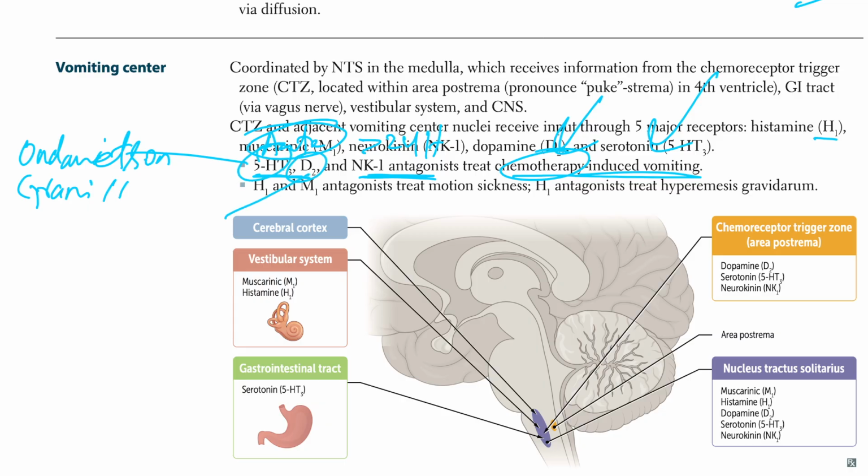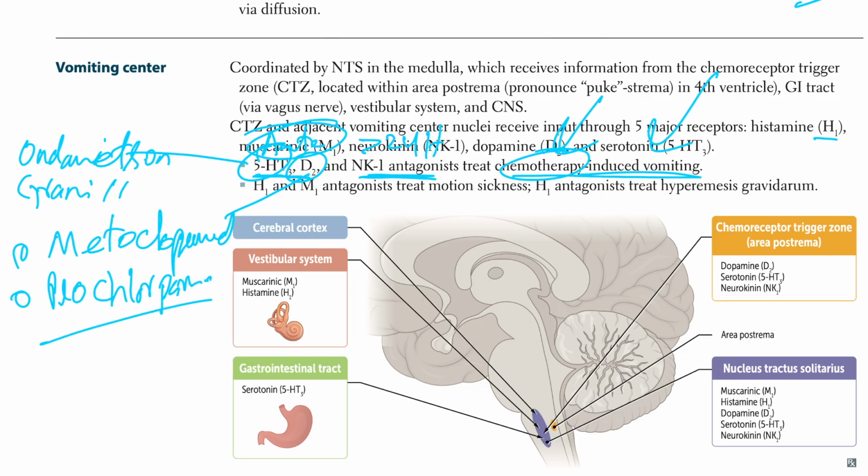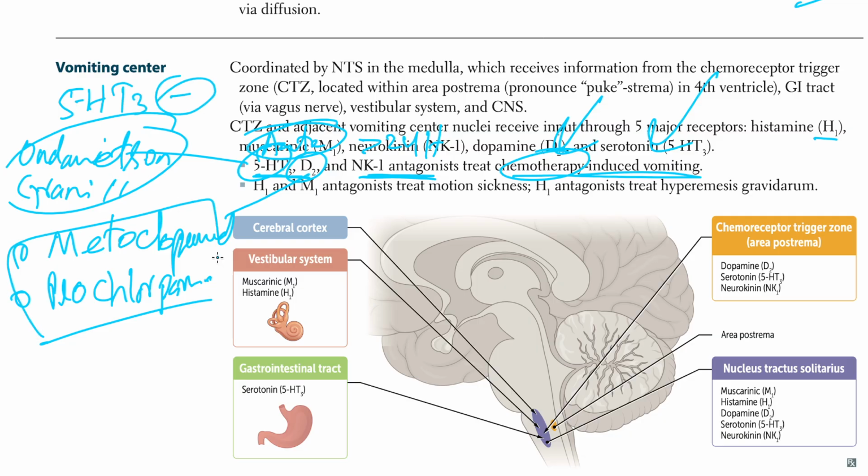So what is D2? D2 antagonists are metoclopramide and prochlorperazine. So these two, so this guy is all about 5-HT3 inhibitors, and these guys are all about D2 inhibitors, antagonists, in other words, right?